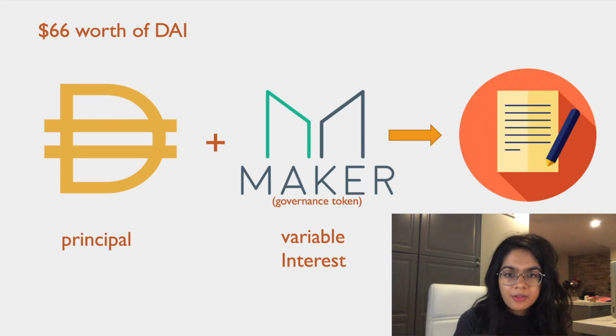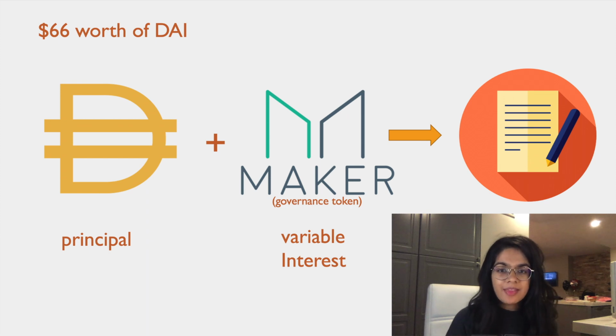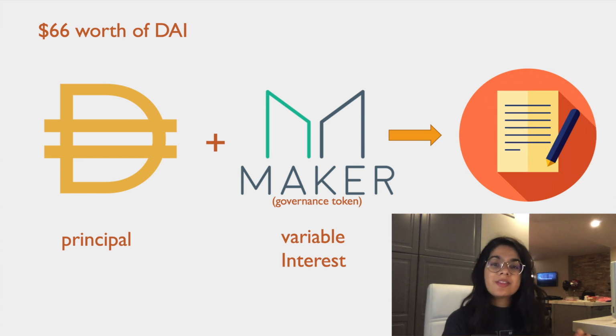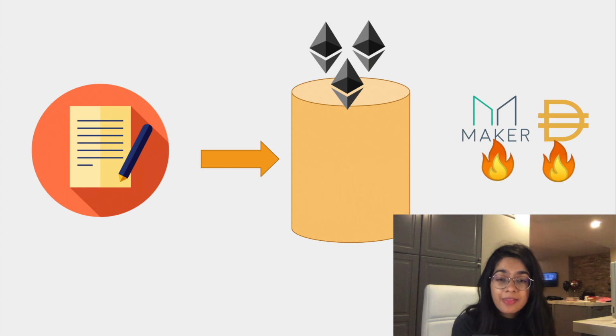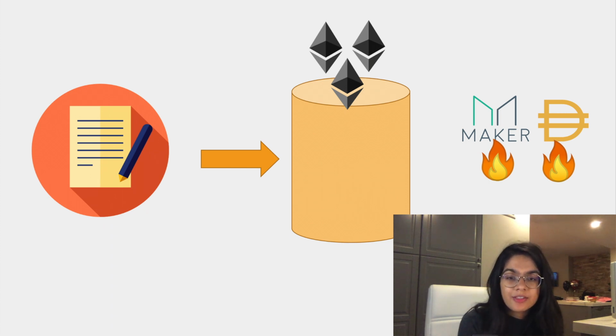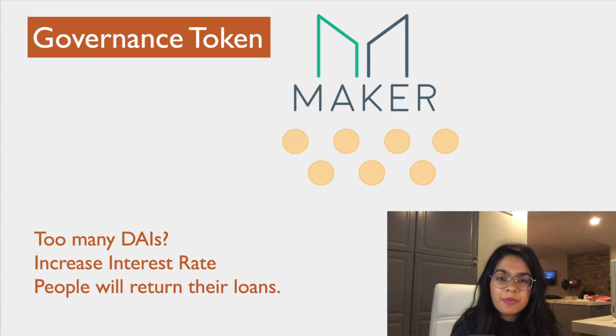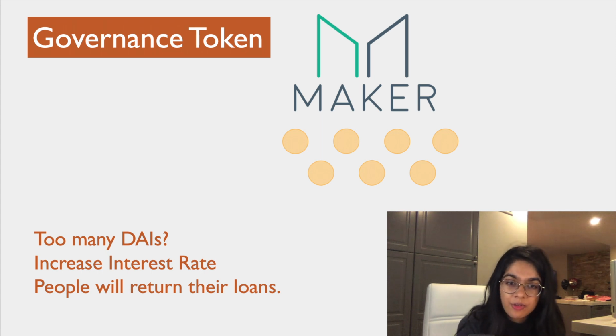So whenever you take out the loan, you have to pay back the principal in the DAI, the stablecoin that we talked about earlier, and the interest you will be paying back in the MakerDAO governance token. And you put that into the smart contract to release the collateral of your Ethereum. When you repay your loan with the DAI and the MakerDAO token, the DAI for the principal and the MakerDAO token for the interest, your Ethereum is released and they burn the excess DAI and the MakerDAO token that you paid back.